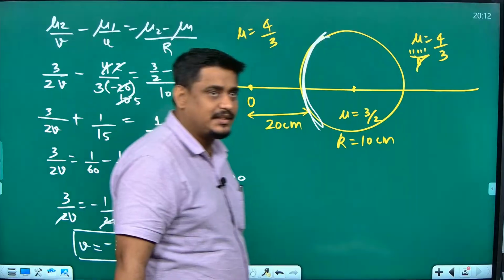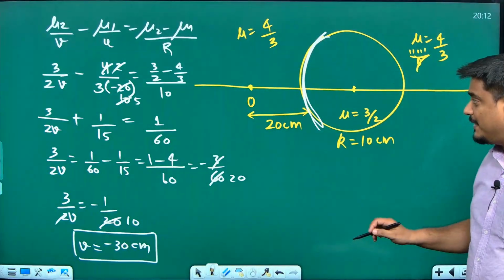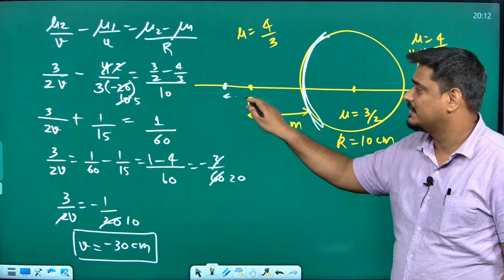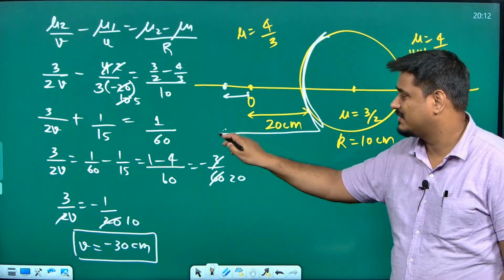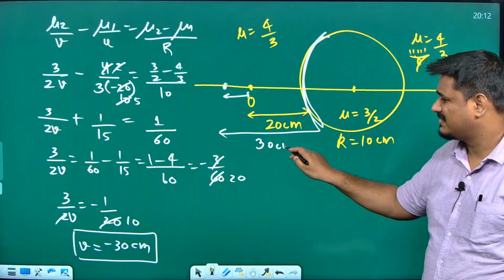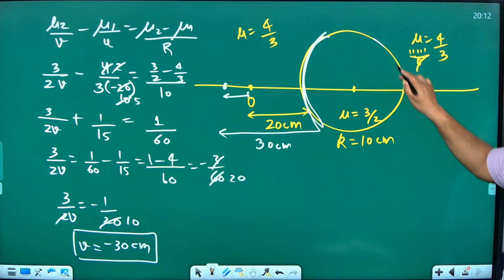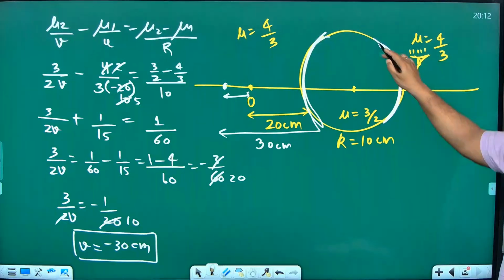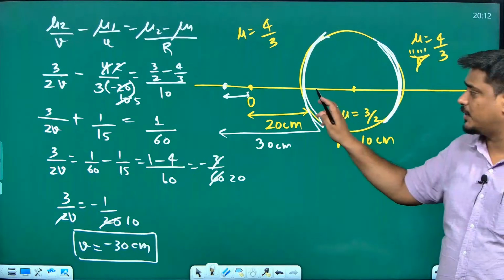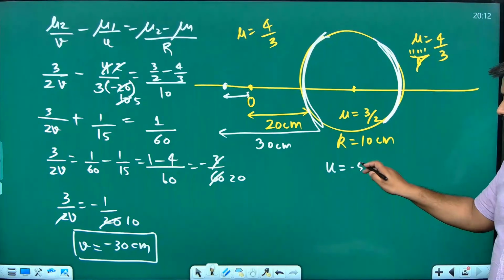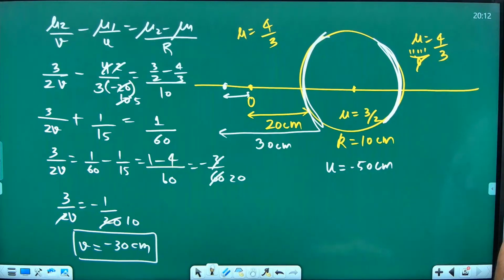Are you getting the same thing? V as minus 30. It is the first v. It means the image will be 30 centimeter from here. Now in the second interface, what will be u? 10 plus 10, 20 plus 30, 50. So u will become minus 50, isn't it? I am talking about the second interface.